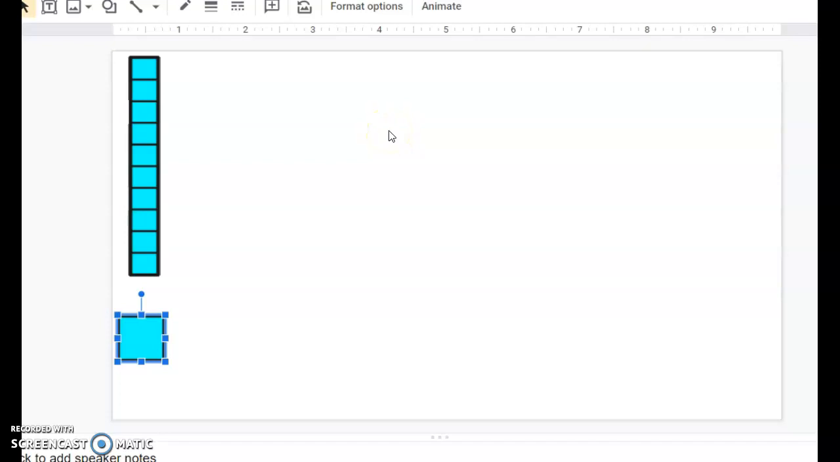Hi, today I'm going to be talking about some of the math vocabulary your kid's going to be using so that you can help them at home. So the first thing we're going to talk about is some of the words in place value.